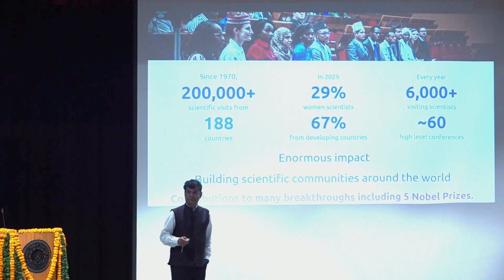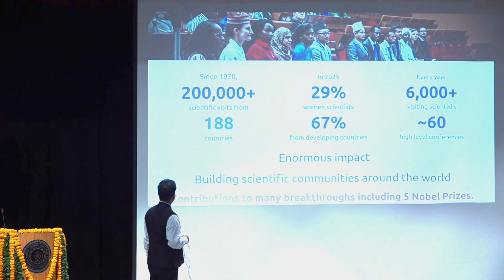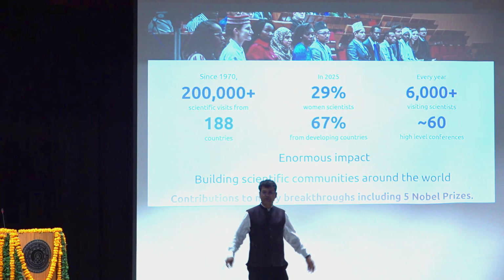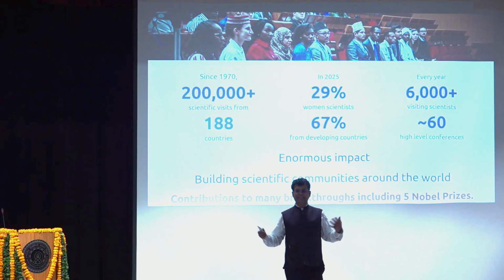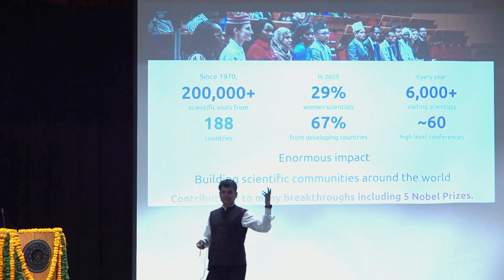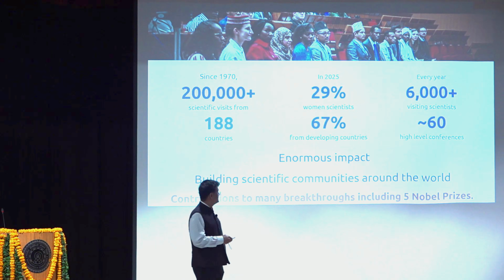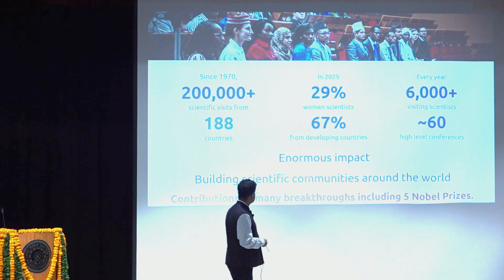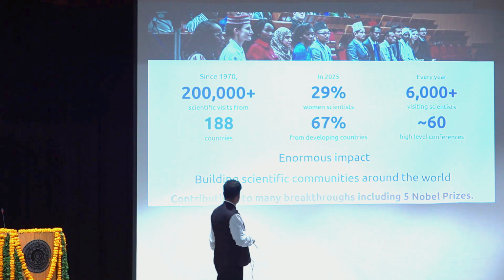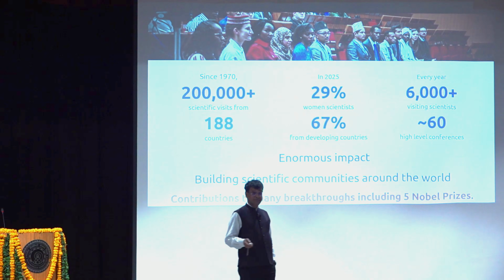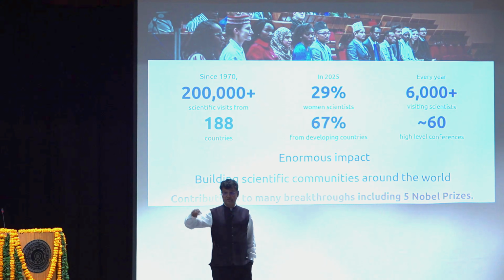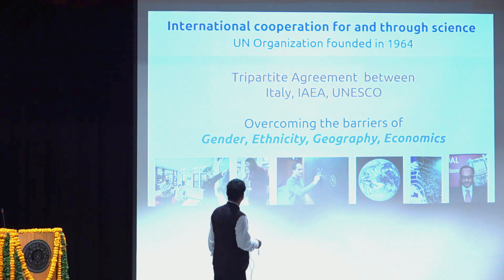Just to give you an idea about the scope of ICTP, we have had more than 200,000 scientific visits from basically every nation in the world. About 67% are from what we have been calling developing countries, and I'll come to that because I think India is, or China is not, but this was the denomination we used in the past. About 30% are women, and we have had an enormous impact in building scientific communities around the world, with contributions to many breakthroughs in science, including 5 Nobel Prizes. And every year we have about 6,000 scientists coming for very top-level conferences, 60 conferences.